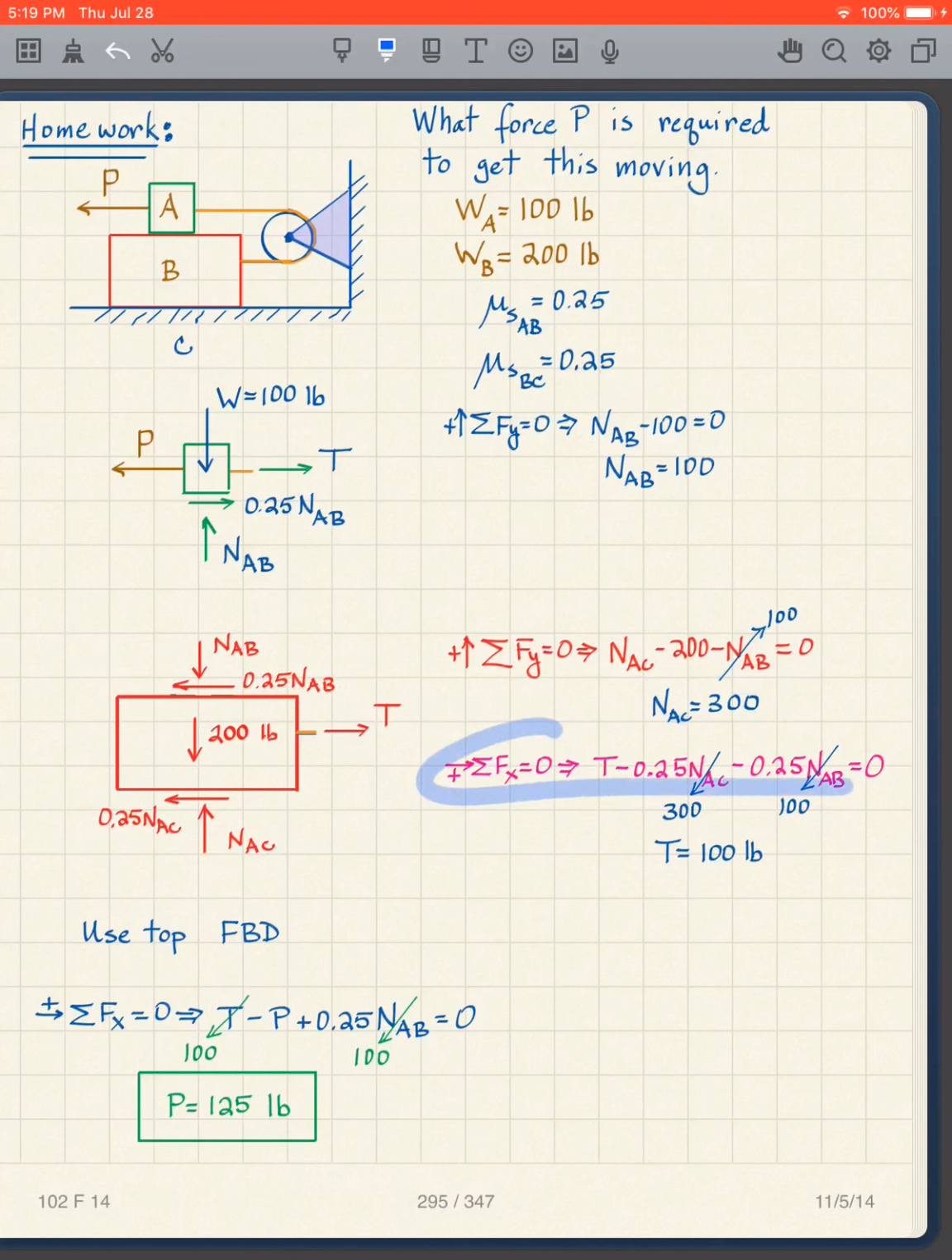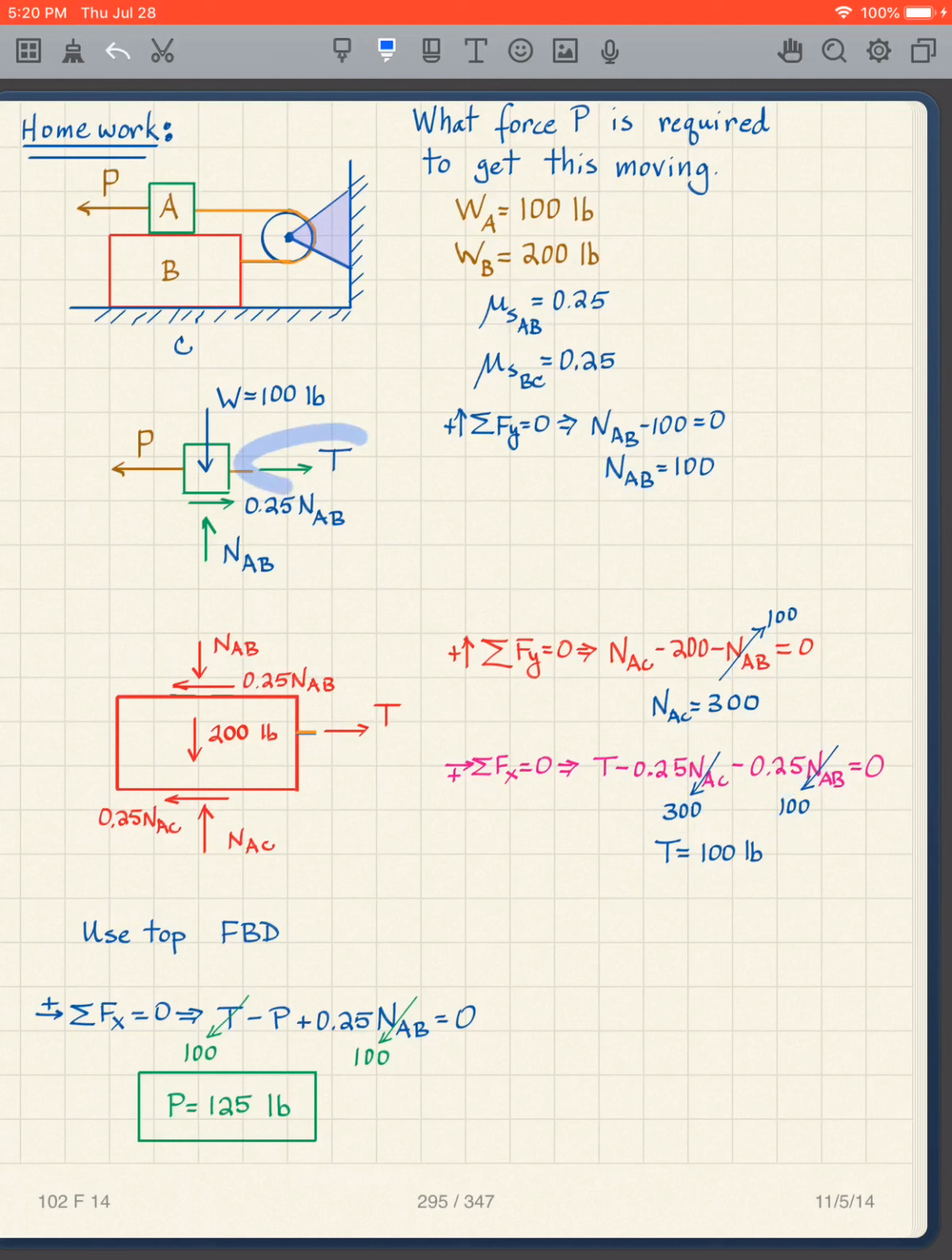Then I take the sum of the forces in the x direction equals 0. And I have the T. So in the x direction I only have these three. Angles are not difficult. I have the T. This is going to the left, so it's going to be negative 0.25 NAB. This is going to the left, so it's negative 0.25 NAC. And I know what my NAB and NAC are. NAC is 300, so I put in the 300. NAB is 100, so I put in the 100. And the only thing left in this is the T. So the T is 100.